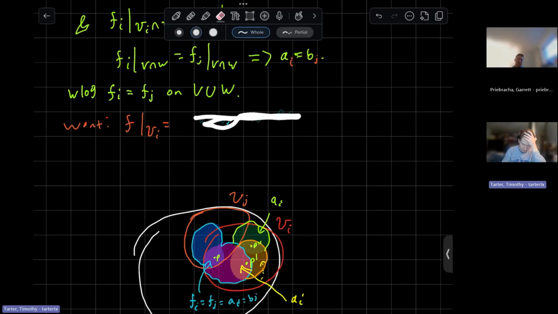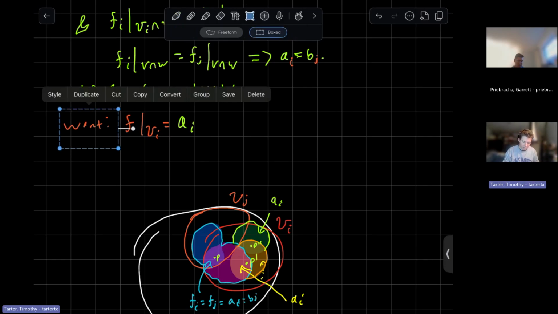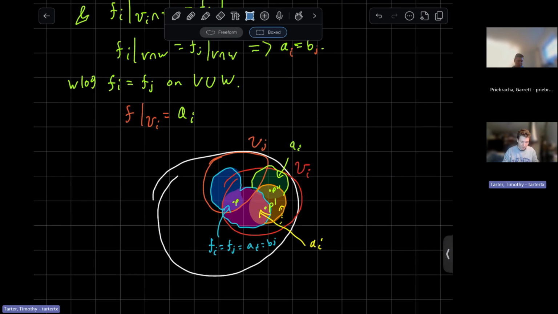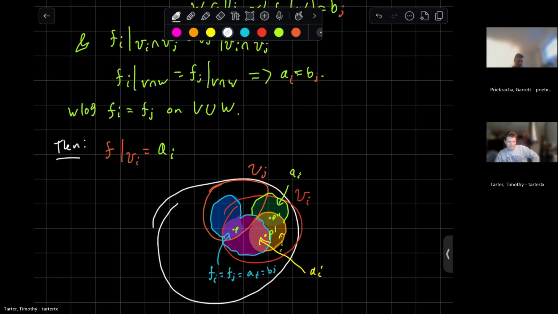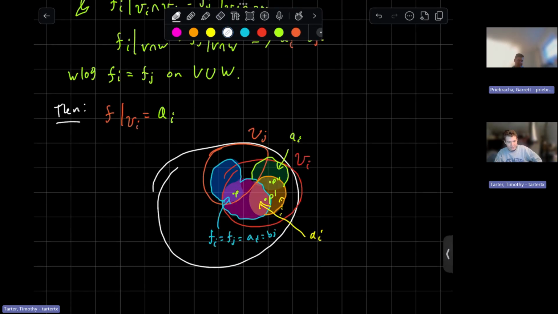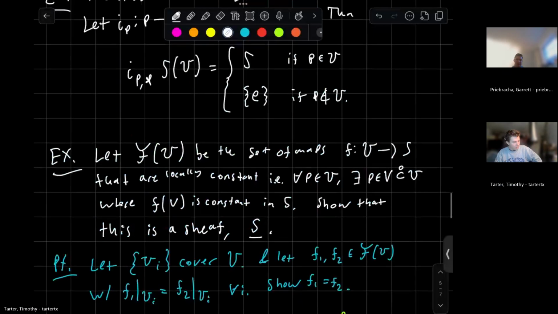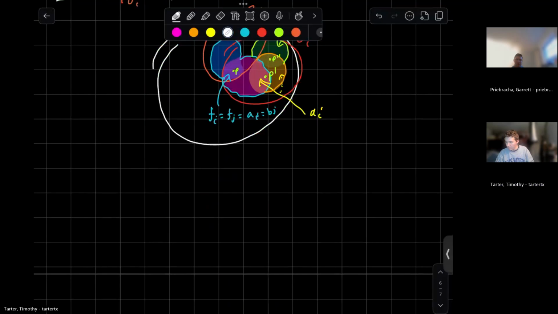And so I was wrong, it's not a piecewise function. It is, in fact, the constant function. Does that seem okay? I think I'm okay with that. I think that this is a satisfactory proof by picture for what's going on.